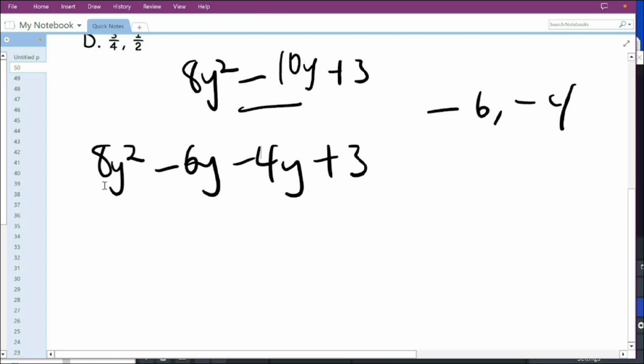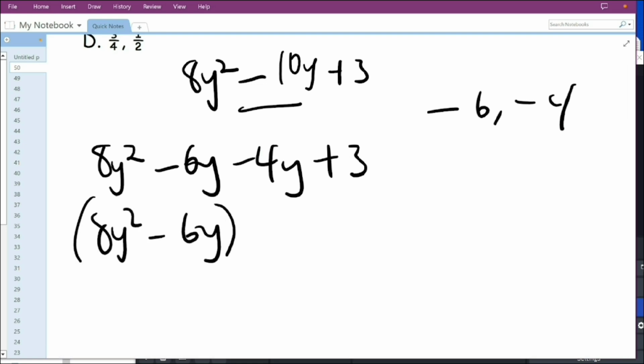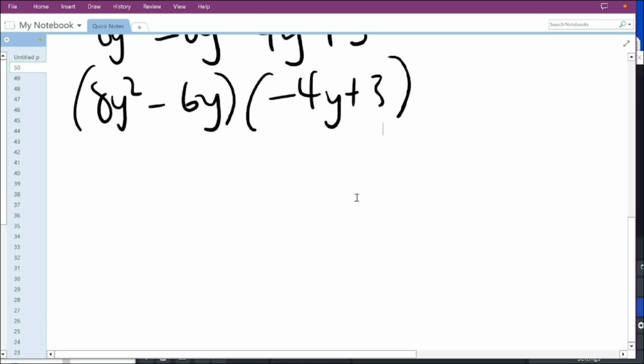So we have our equation broken down into 8y squared minus 6y minus 4y plus 3. We group them in two. So we have 8y squared minus 6y in 2, then you have minus 4y plus 3, close bracket. We'll take the first set first. We have 8y squared minus 6y.